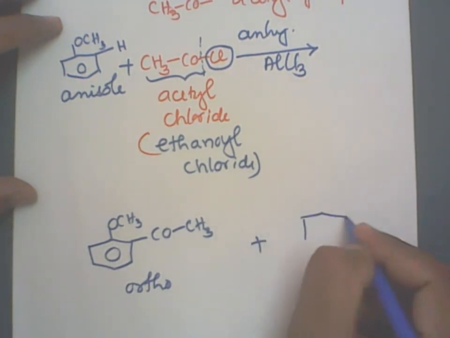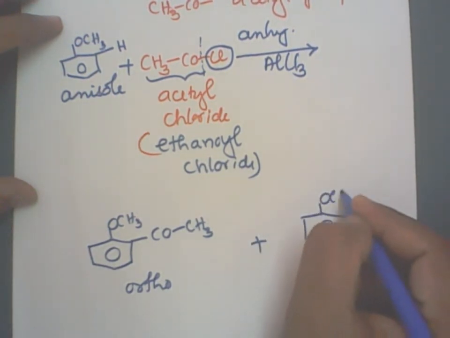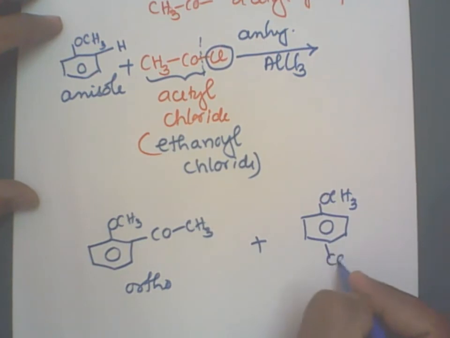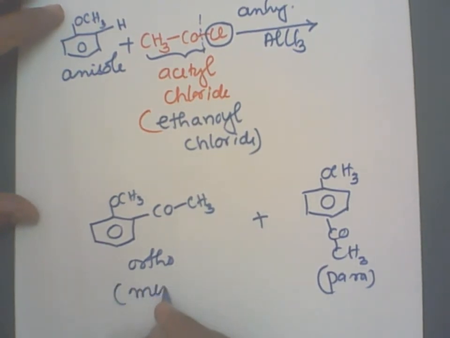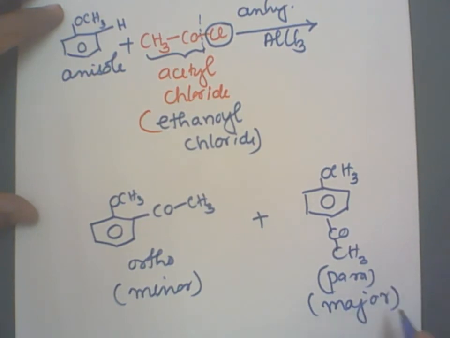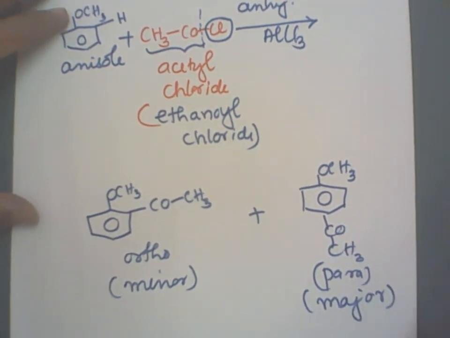Next we will get the para product also: OCH3 and here COCH3. Correct? This is the para product. Which is the major, which is the minor? So this is the minor product, ortho is the minor product, and this is the major product here. We'll write down the compound names now.